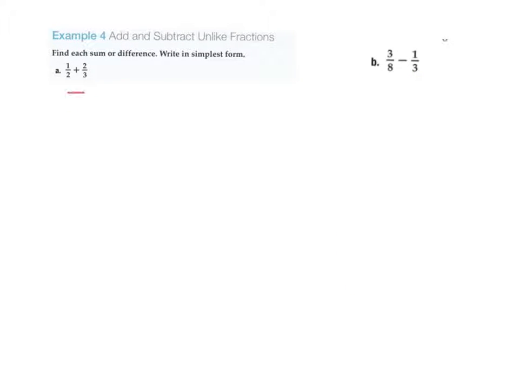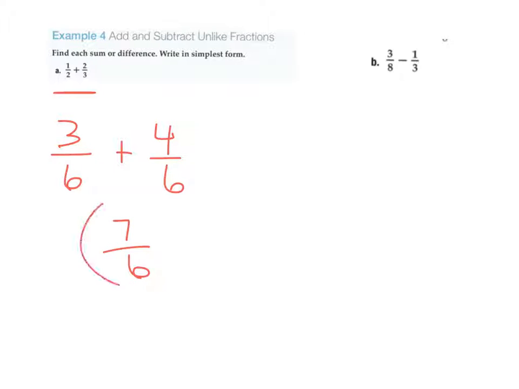To do fractions that have unlike denominators, I need to change the denominator. So I'm going to change it to 6 on both of them. And I'm going to have to multiply this by 3, and I'm going to have to multiply this by 2. Now once I have the denominators the same, I can add the 3 and the 4 and get 7/6.